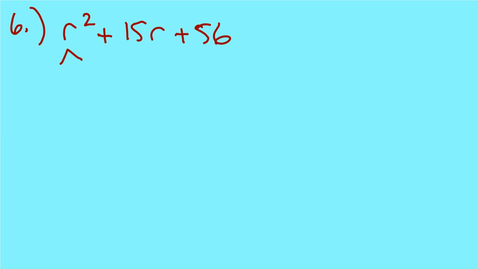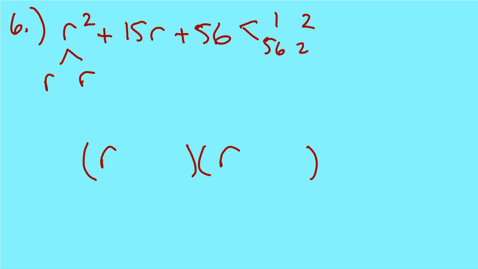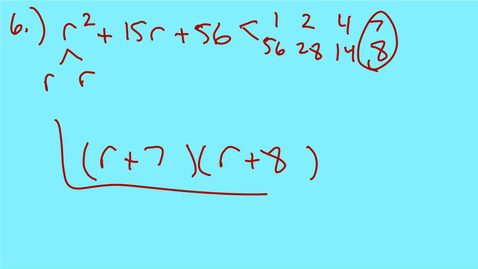6, r squared. How do I get r squared? R and r. So I already know I'm going to have two sets of parentheses with r and r. Now how do I get 56? 1 and 56, 2 and 28, 4 and 14, and 7 and 8. 7 and 8 adds up to be 15, so I put r plus 7, r plus 8, and I'm done.